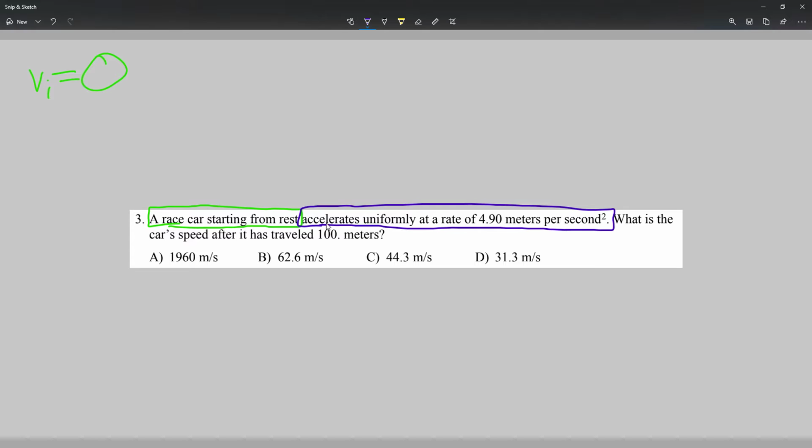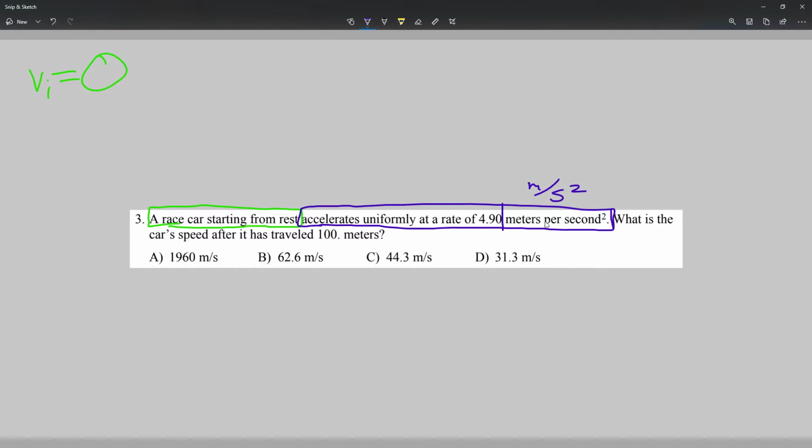Now, again, there are two ways to realize that this is your acceleration. The first way, and the best way, to realize this is your acceleration is by looking at the unit. It says meters per second squared.